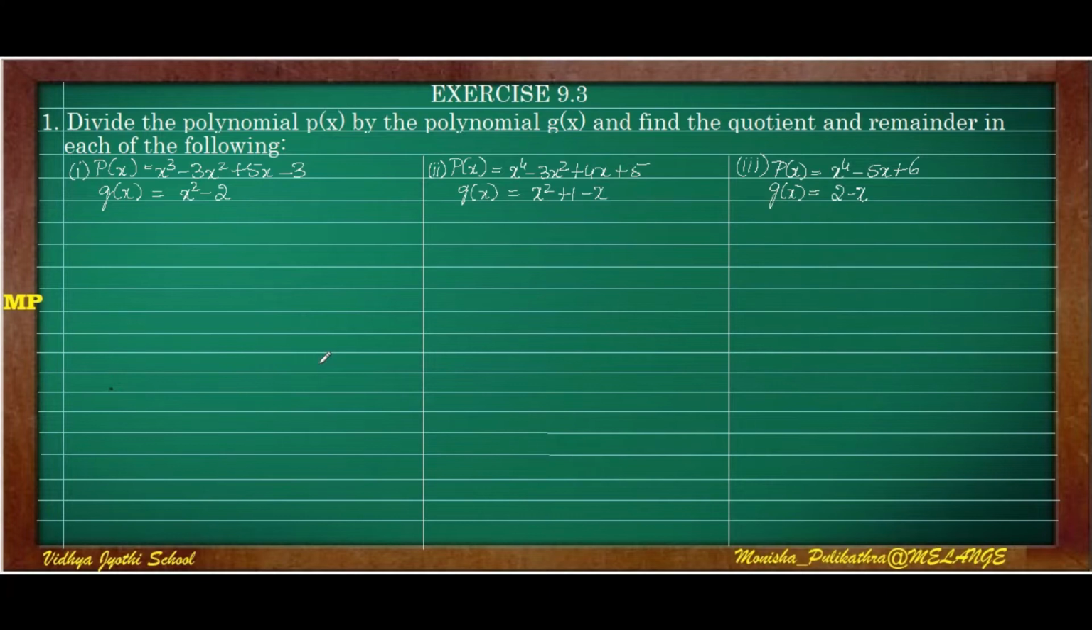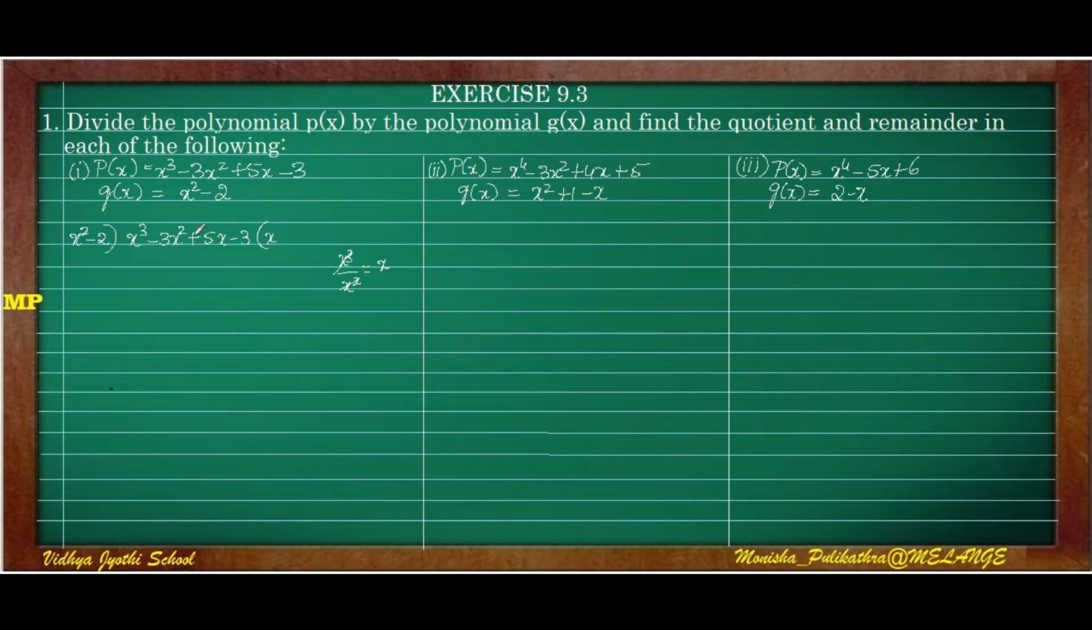Moving on to the first question of exercise 9.3. It is like the usual division which we have done in our previous classes. So here P of x is the dividend and G of x is the divisor. x square, to become x cube, if we divide it, we will get x. So x will be the quotient of it.